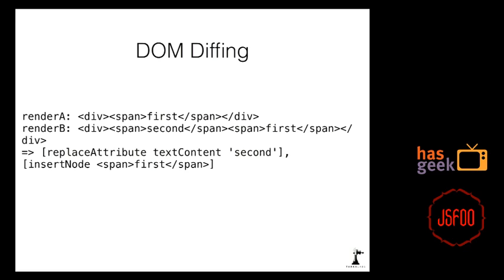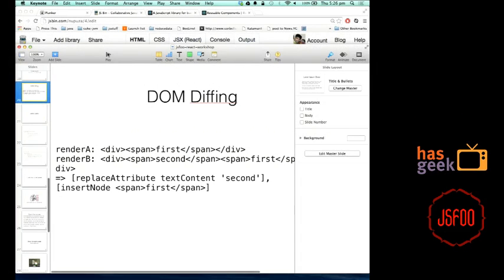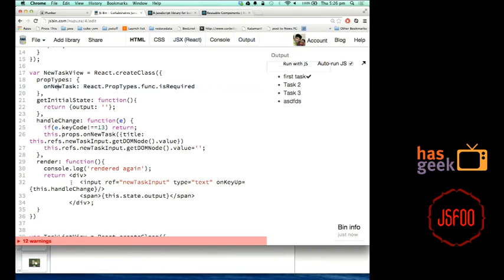Is that key a reference to all the tags, or even the text node as well? It'll refer only... it depends on where it is, right? For us, we put it directly on the new task thing, right? So it's going to be there.